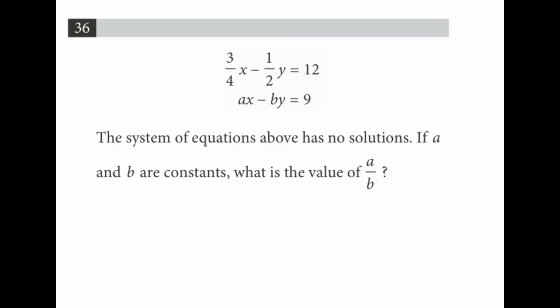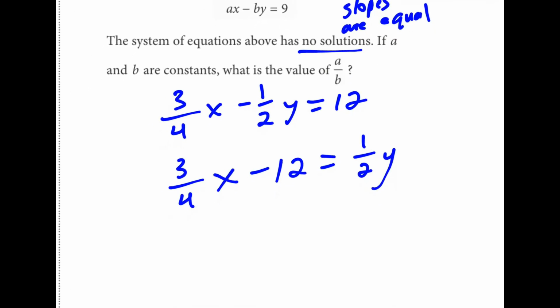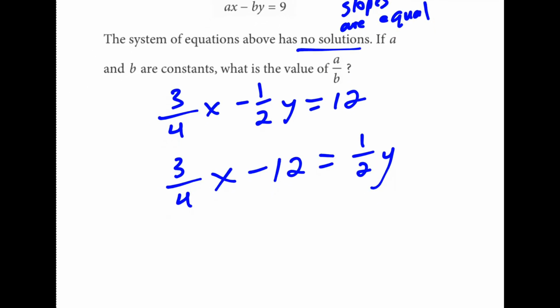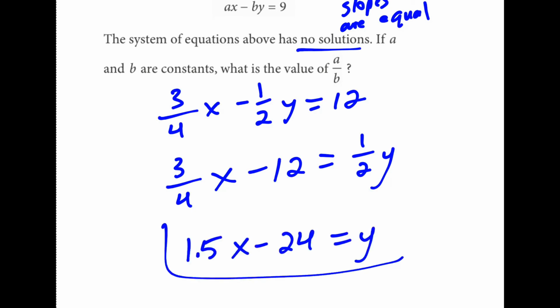36. The system above has no solutions. That's key because when a system has no solutions, that means that the lines are parallel. They never cross, which means that the slopes are equal. So to figure out the slopes, I can solve both of these equations for y and go from there. So I'll start with the top one. I'll add a half y to both sides and subtract 12 from both sides, and then I'm going to multiply everything by 2. So this is my new top equation, which tells me my slope is 1.5.